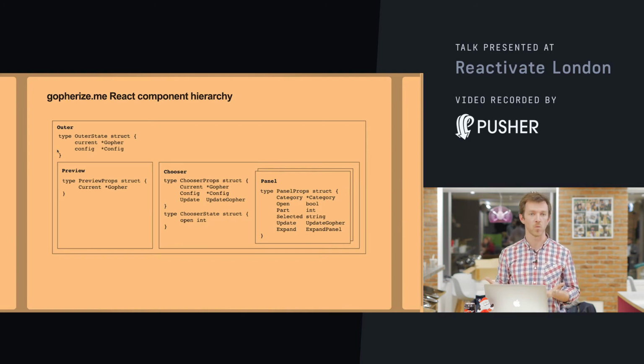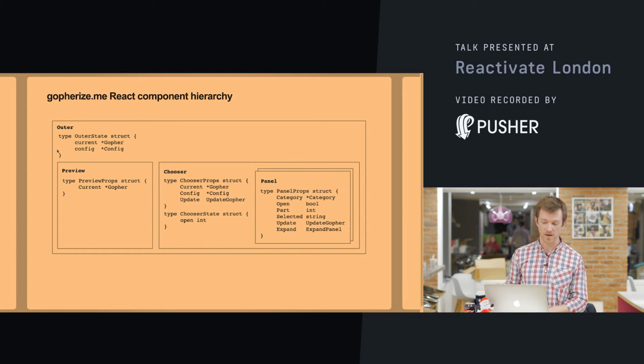So the outer component is the one that holds the configuration of the current Gopher, i.e. what the current Gopher looks like. Let's also assume there's some configuration made available to us that says, here is the list of eyes, here is the list of bodies, and these are the images that go with those various options. So that's the config option in this situation. The preview panel on the left-hand side just needs to be told what the current Gopher looks like. So its props type, as you can see, receives a Gopher type as part of its props.